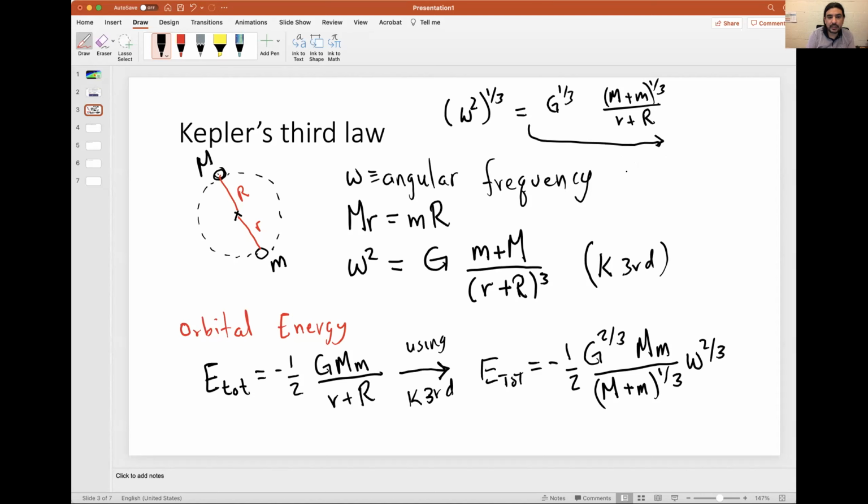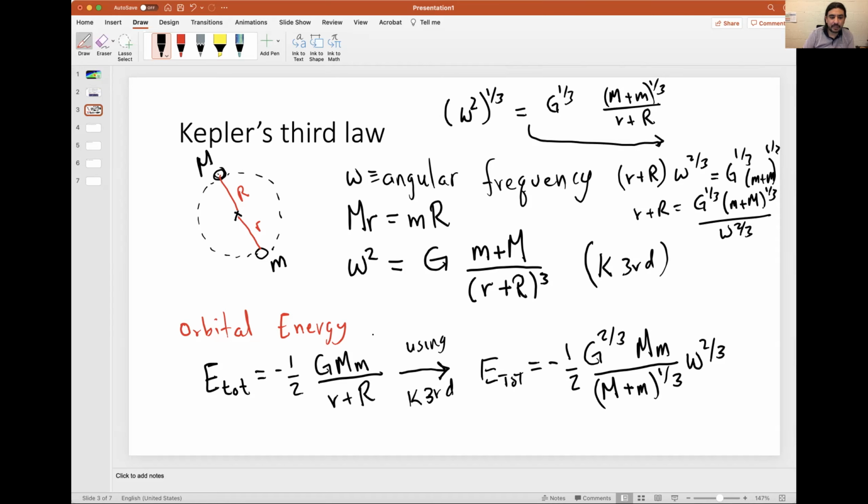I could write R plus R, and then here is omega to the 2/3, and then it is equal to G 1/3 and then the M plus m 1/3. And then I just have that R plus R is equal to G 1/3 M big M 1/3 and omega 2/3 on the bottom.